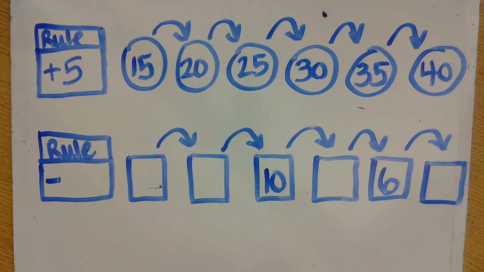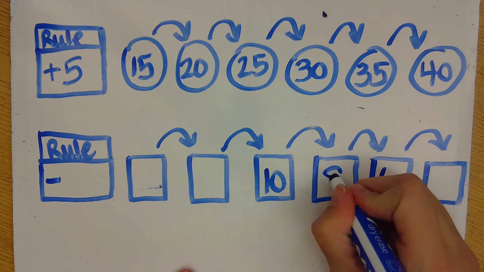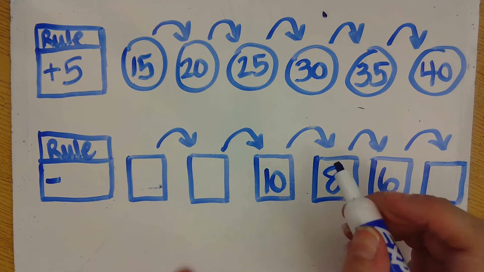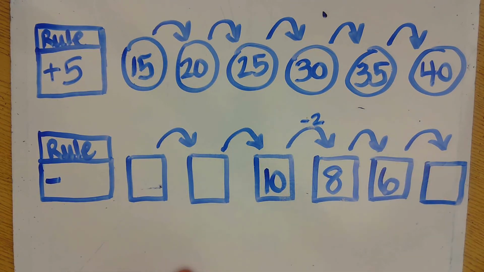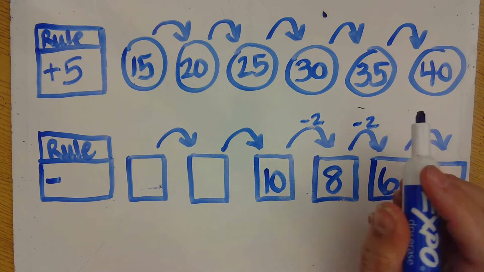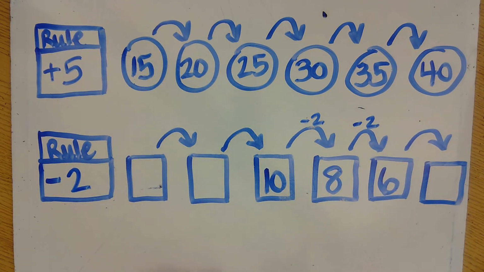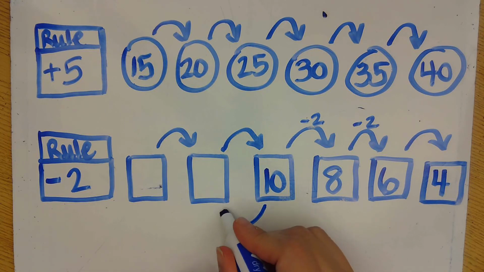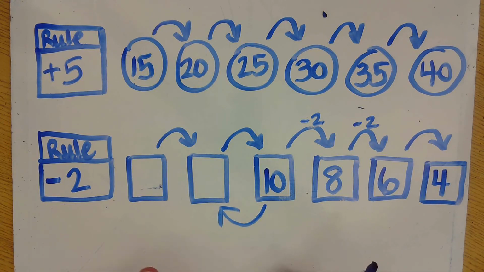Let's try minus 2. 10 take away 2 would be 8. 8 take away 2 would be 6. This actually works out. So if 8 goes there and I subtracted 2 to get to that point, my rule is going to be subtract 2. What is 6 minus 2? 4.